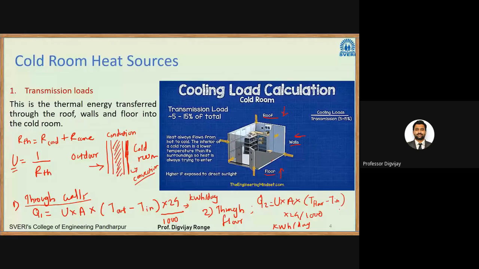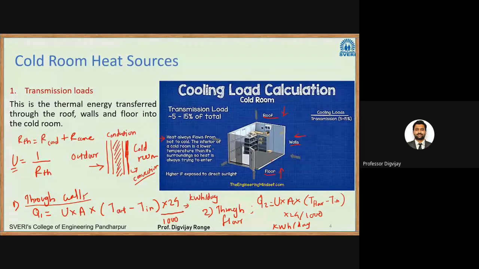So see here what it is saying, heat always flows from hot to cold. We all know these are non-reversible processes. In that case, heat always flows from hot to cold. The interior of a cold room is at a lower temperature than its surrounding, so heat is always trying to enter. That is the natural or irreversible process: heat always flows from high temperature to low temperature.